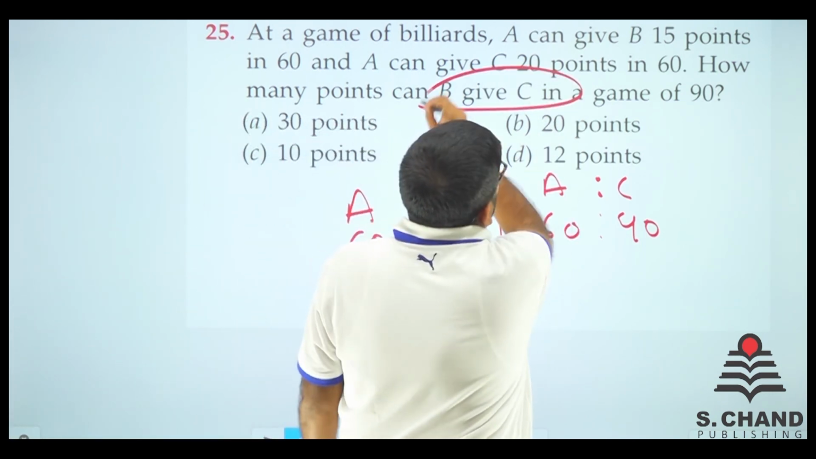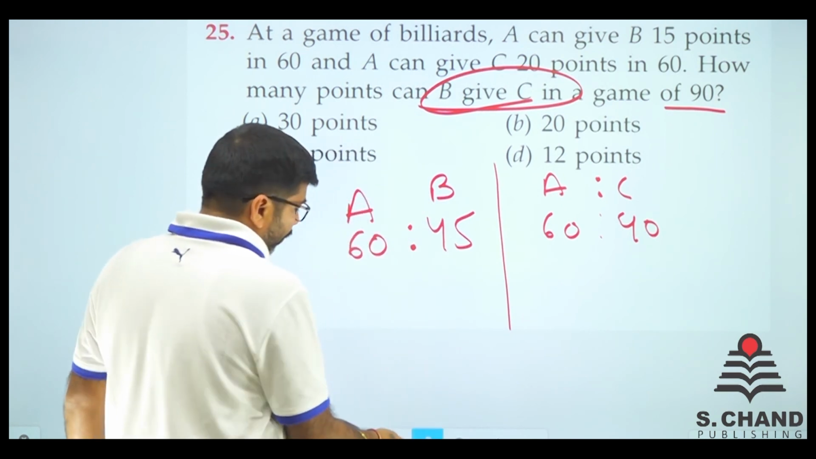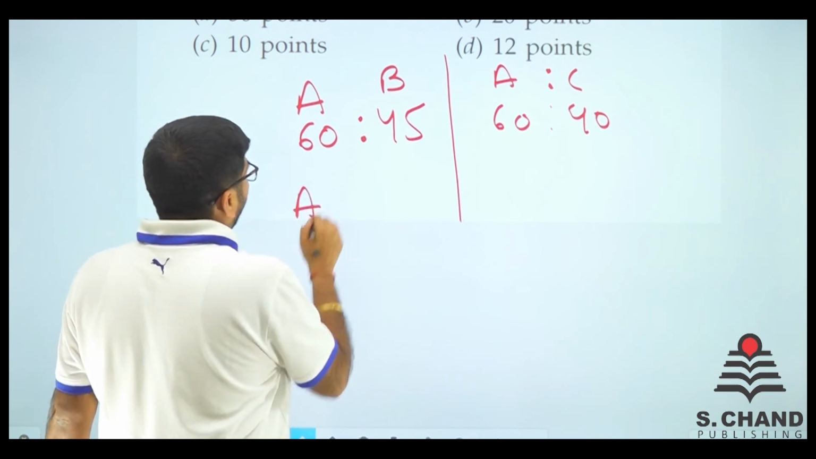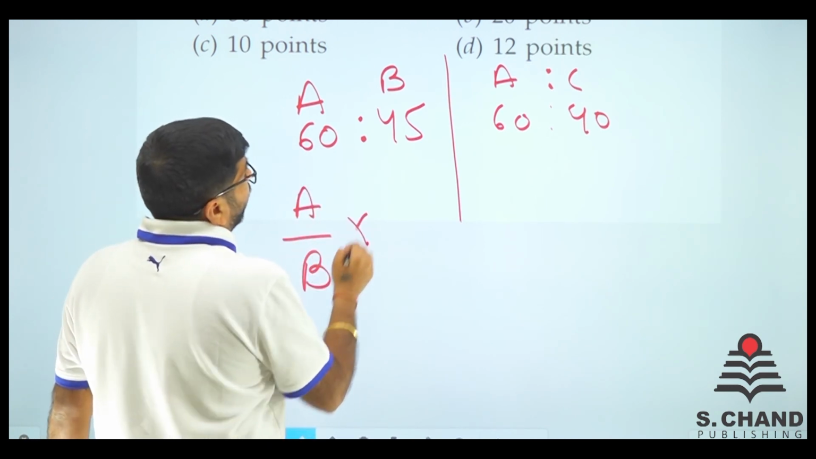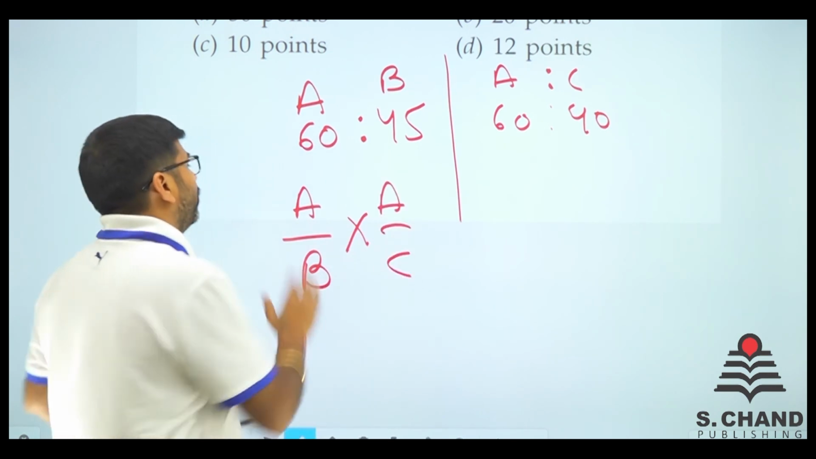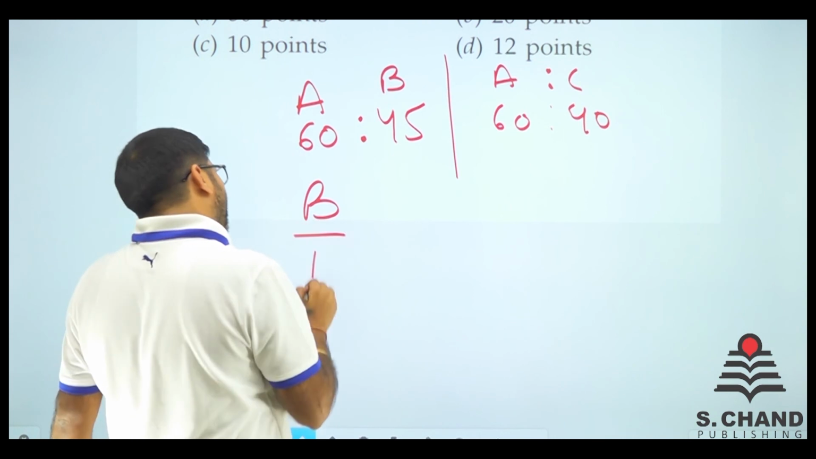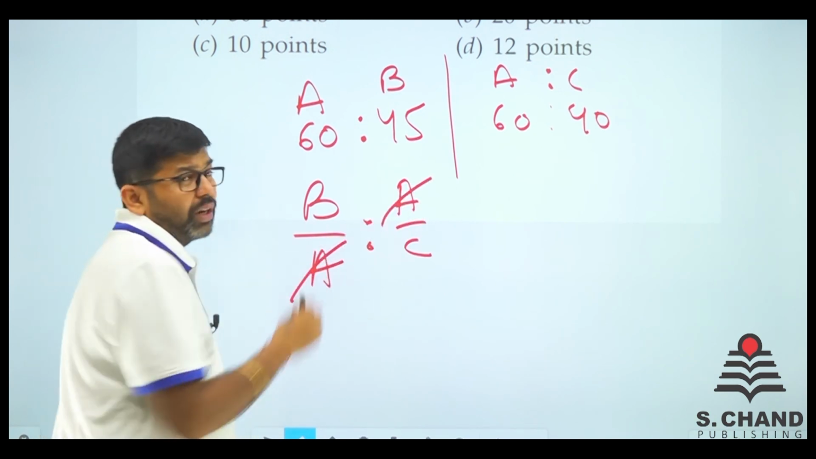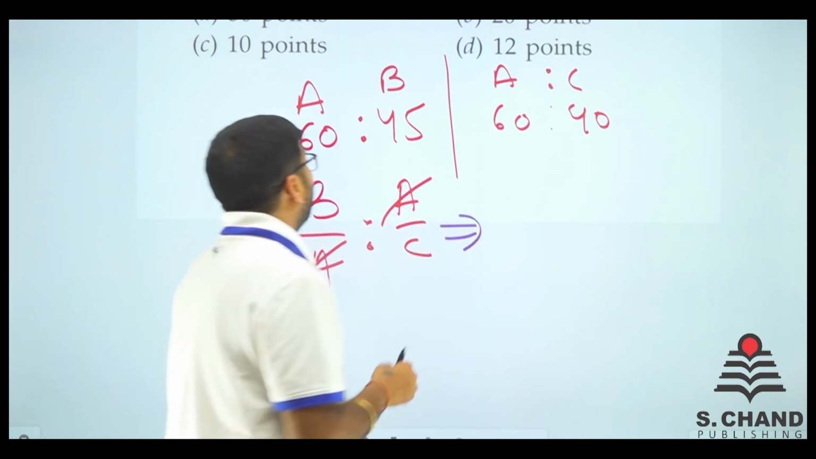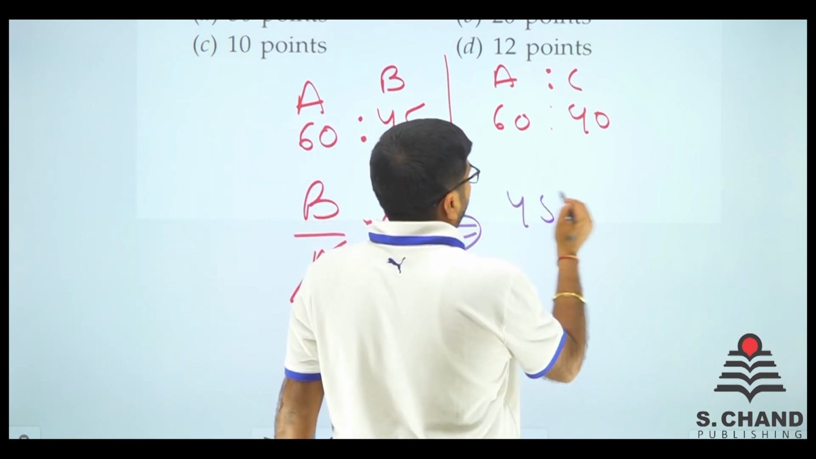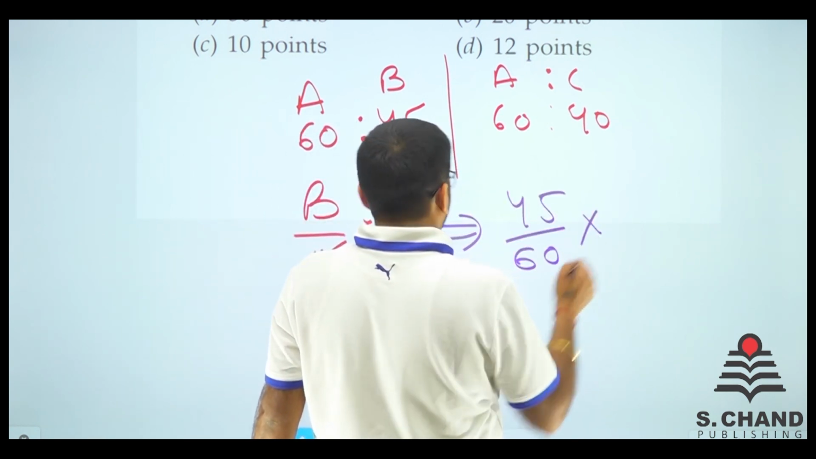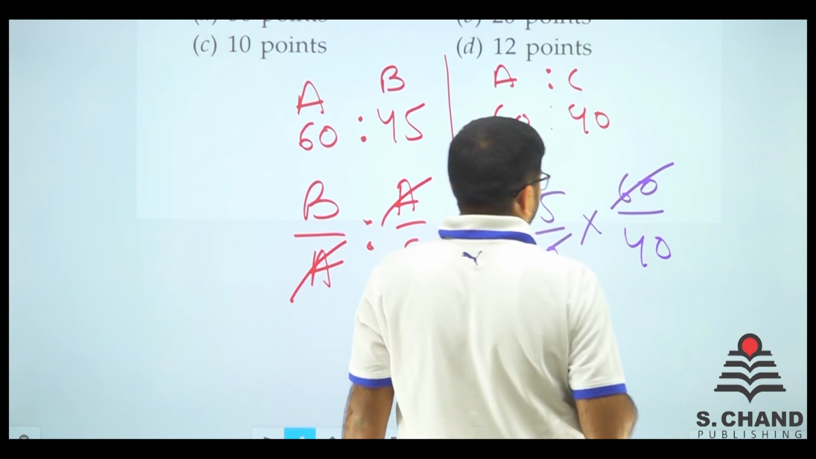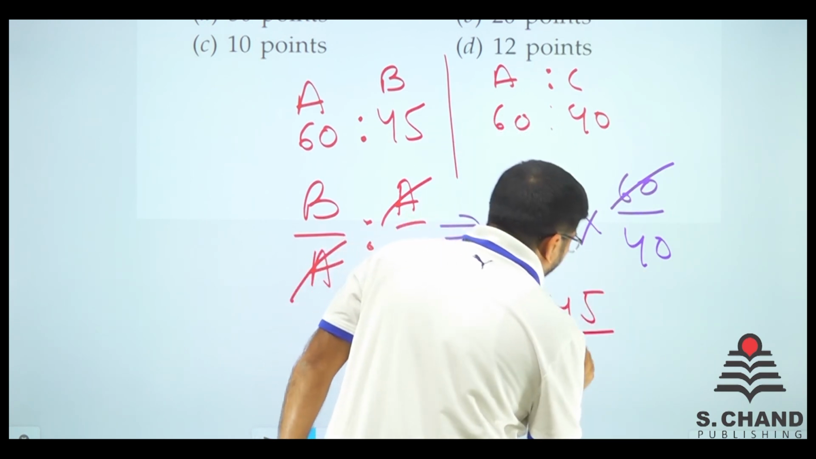Now how much B can give C in 90? So we need to find out for the 90, right? Do one thing. First thing first, if I do A by B into A by C, नहीं काम चलेगा, मिटा दो इसे. B by A and then we'll go A by C, तब तो काम चल जाएगा ना, because A gets cancelled out. So इसको अगर मैं ऐसे बोलूं, B by A, that is 45 by 60, और इसको मल्टीप्लाई करना है 60 by 40 से. So do one thing, 60 कैंसिल कर लो. इसको आप अभी 45 by 40 ही रखो.